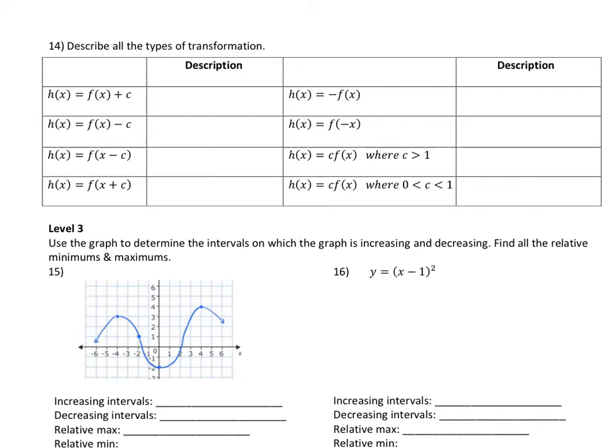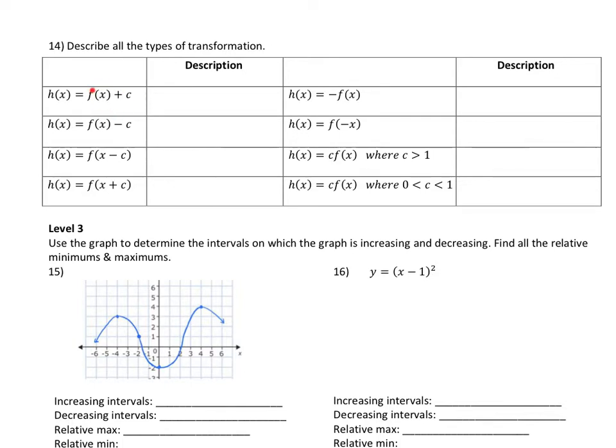So this is part 2 of the review for Chapter 1's quiz. And this is the second page of the review. So we're going to continue on describing all the types of transformation. And this is a level 2 type of problem. And I have this here so that you guys can have a definition sheet for all the different types of transformation.